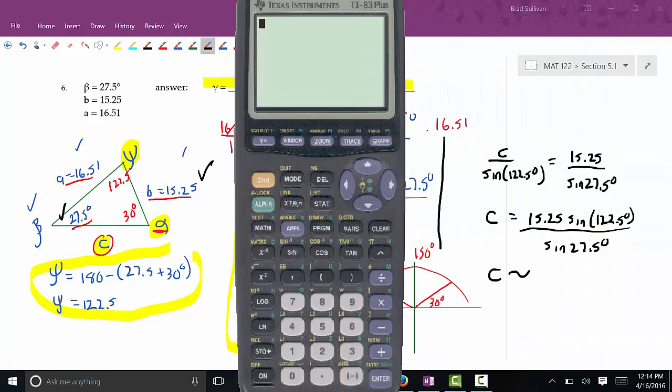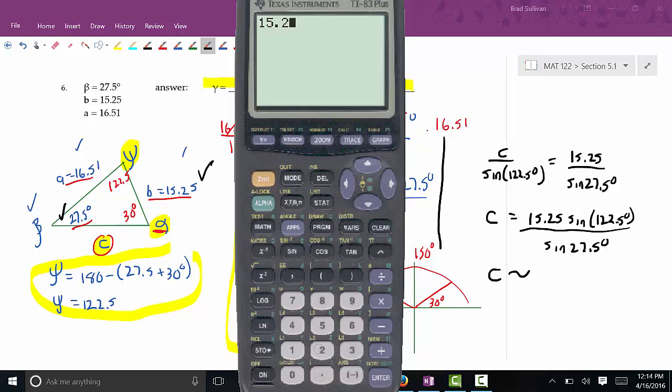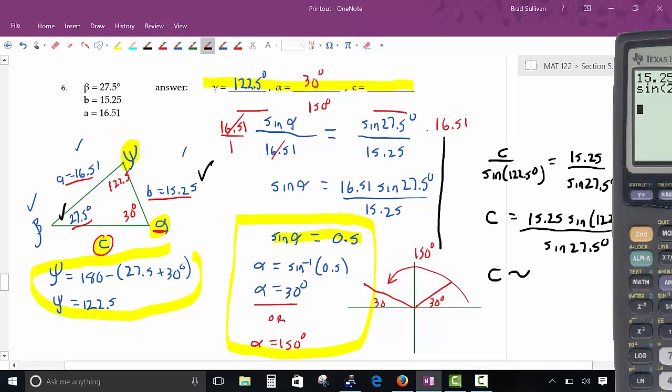So let's crunch that out on the calculator. 15.25 times the sine of 122.5, and then divide that by the sine of 27.5. I'm going to get about 27.9. So C is about 27.9. Then that'll finish up the problem for us. So now I've got all my parts. I've got C and its angle, I've got alpha and its side, and I've got beta and its side.